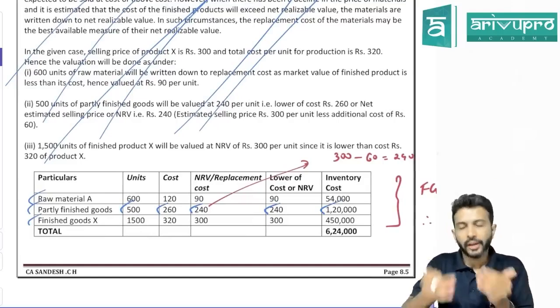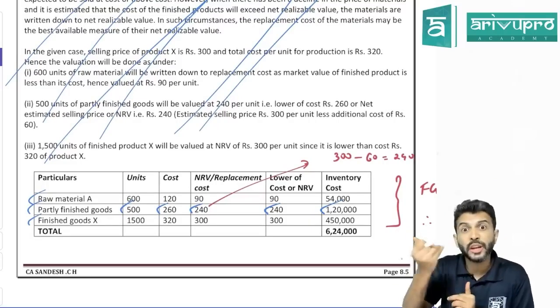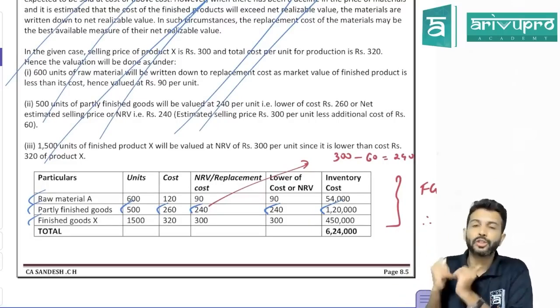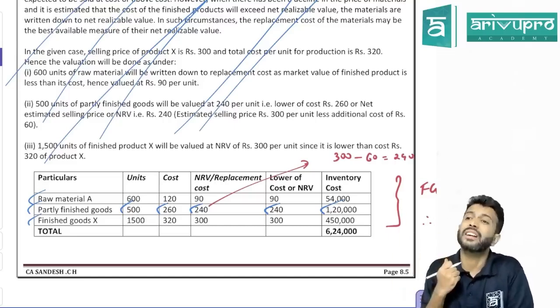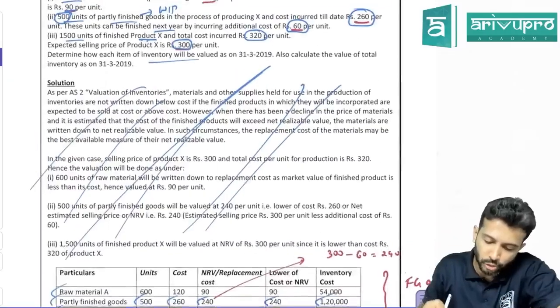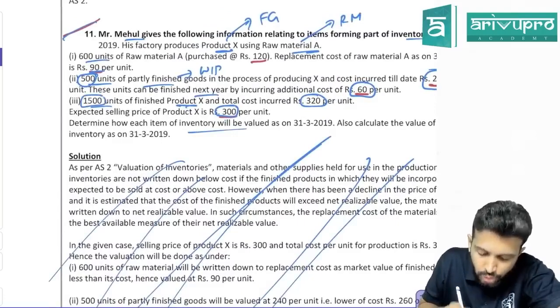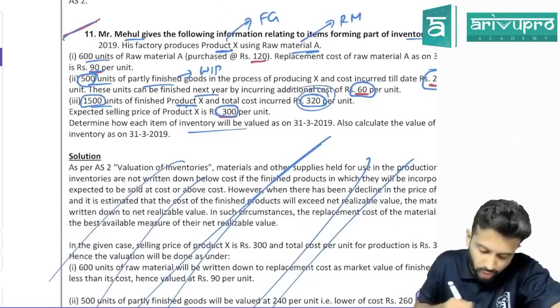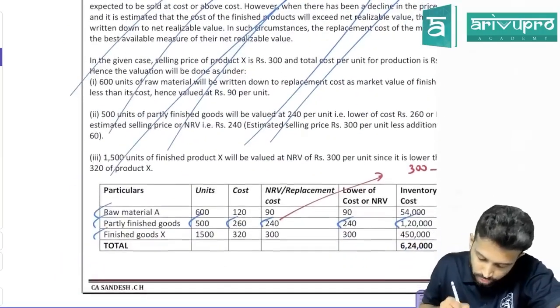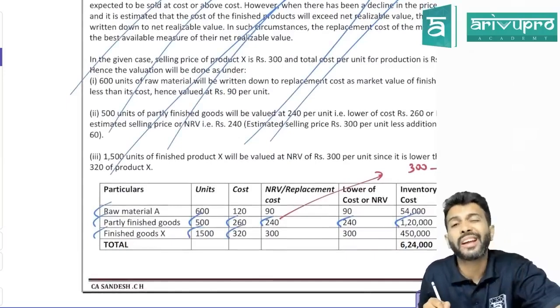Easy. Okay. Now, can we value the raw material, or do we first need to value finished goods? Finished goods, because the valuation of raw material is dependent on finished goods. So let's find out the valuation of finished goods first. How many units of finished goods do we have? 1,500. How much cost is already incurred? 320. So 1,500 is the units. Cost incurred is already 320.